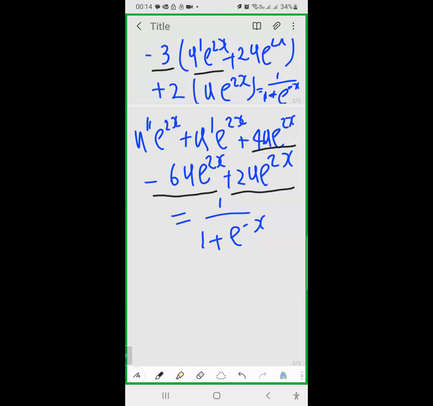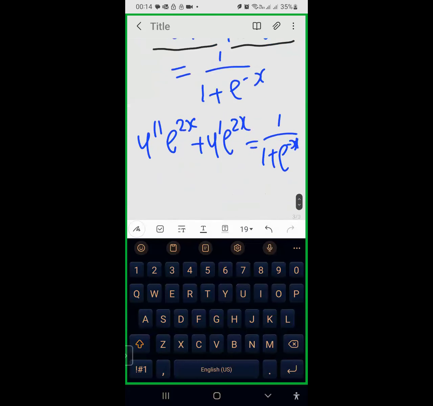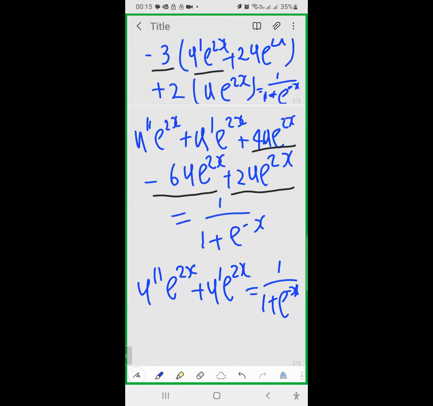Therefore, the resulting equation will be u double prime e to the power 2x plus u prime e to the power 2x equals 1 over 1 plus e to the power minus x. Now we can divide everything by e to the power 2x, and then we're going to get that.